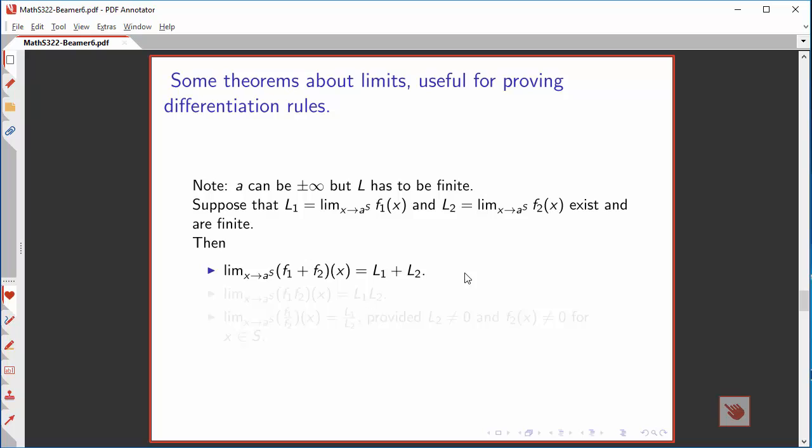The limit of the sum of the functions is the sum of the limits. The limit of the product of the functions is the product of the limits. And the limit of the quotient of the functions is the quotient of the limits, provided we avoid dividing by 0. We say the limit L2 has to be non-zero, and the function value has to be different from 0 for x in the domain.